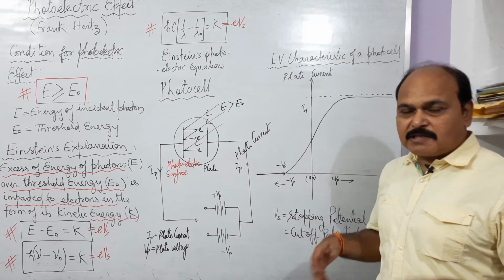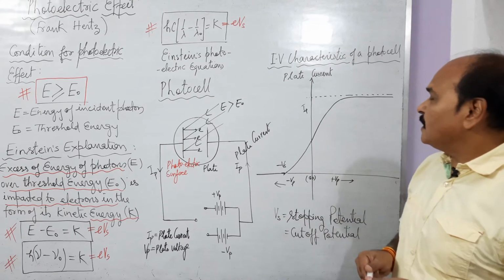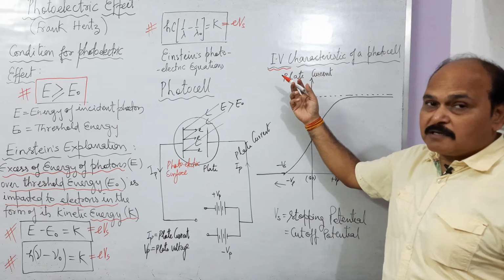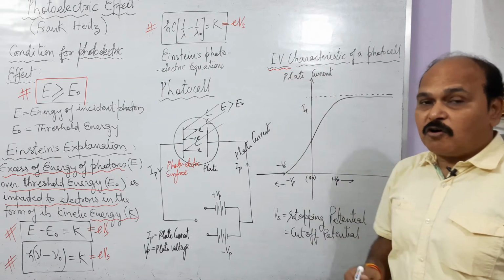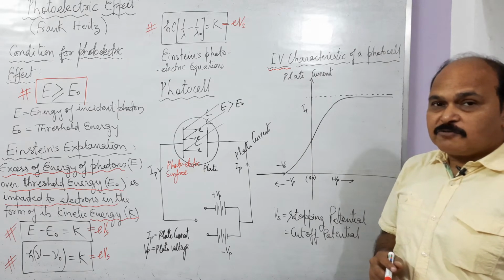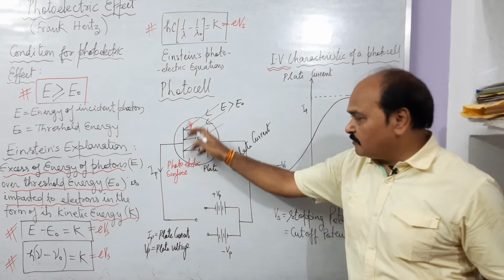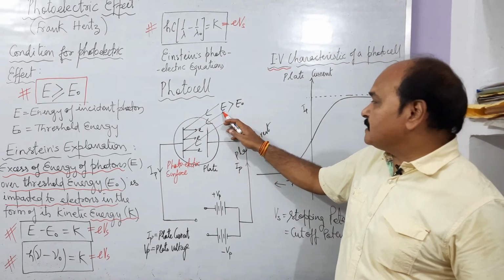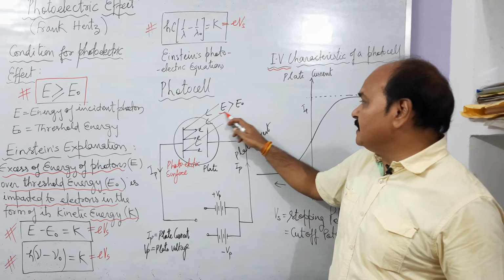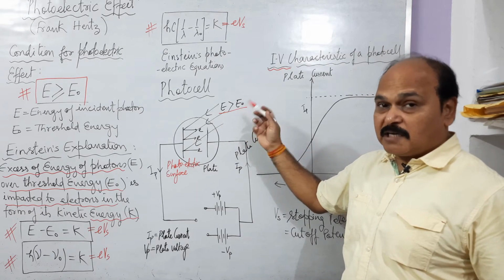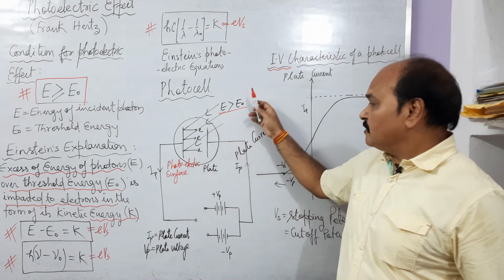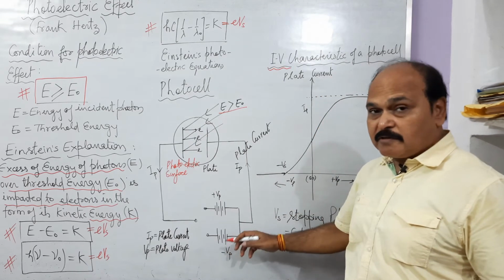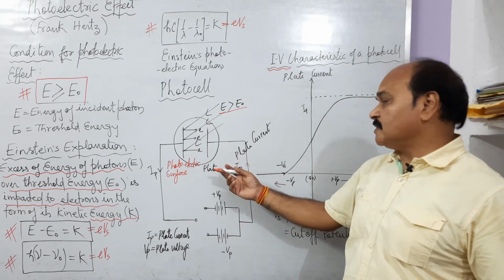So children, we are going to study the IV characteristic, the current versus voltage graph for a photocell, which is called the IV characteristic curve of a photocell. So we make a circuit as shown here. This is a photocell, and the light falling over the photocell has photon energy E, which is greater than E naught. That means photoelectric emission is taking place. This is the battery connected here, which applies the plate voltage.